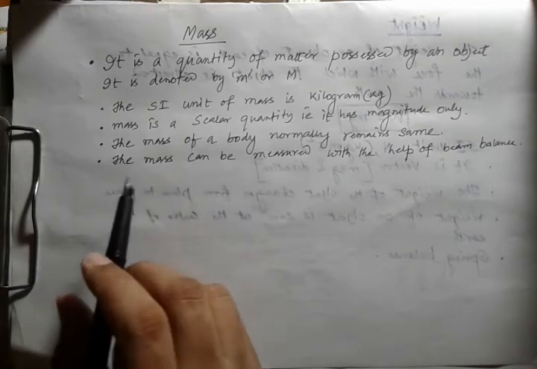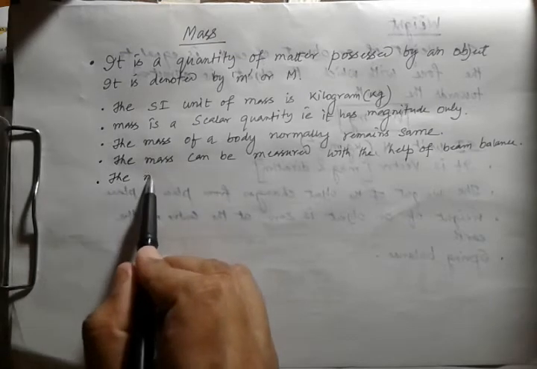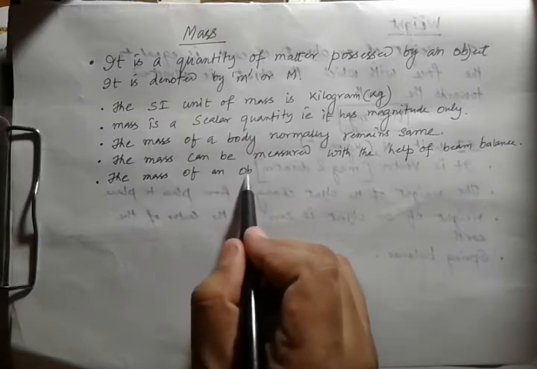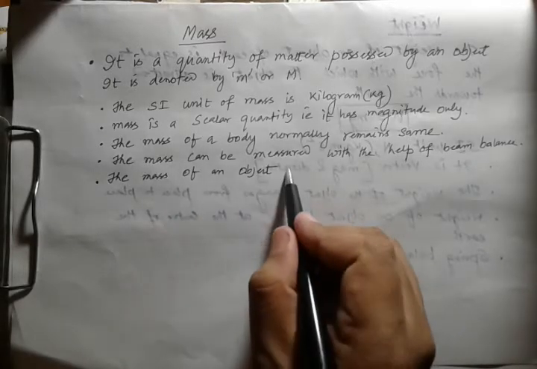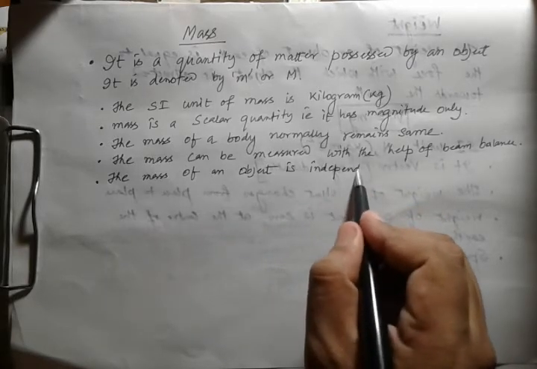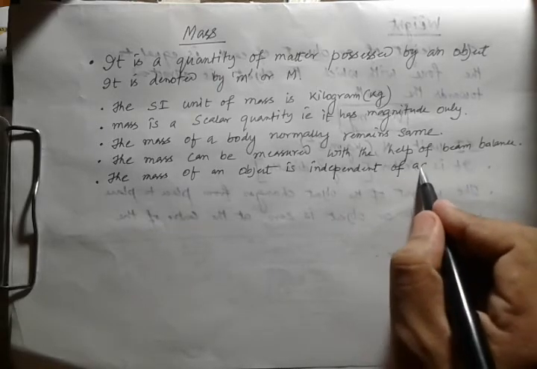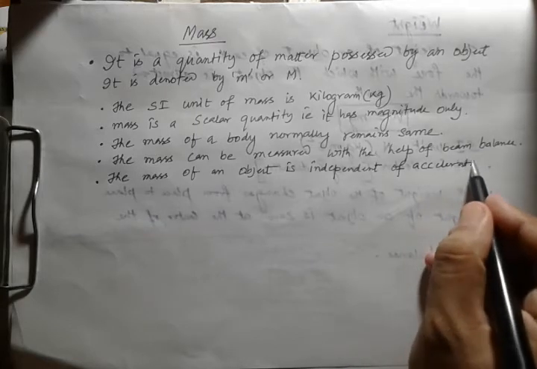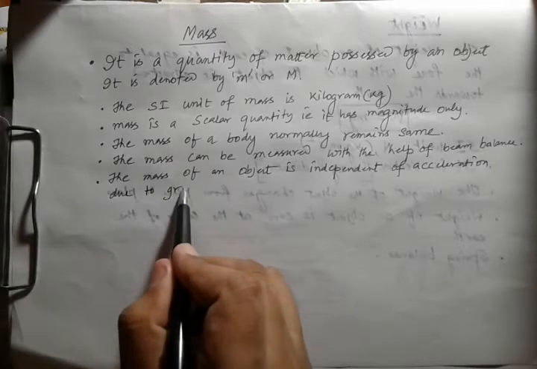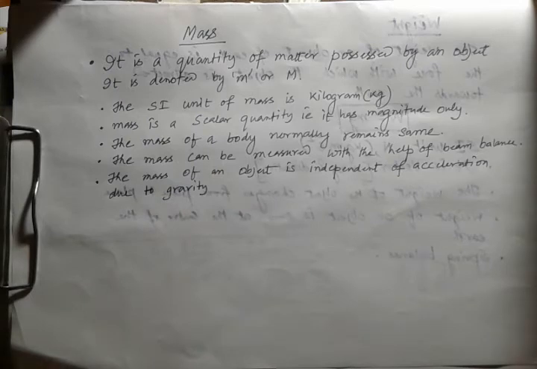The next one is the mass of an object is independent of acceleration due to gravity. So these are the information related to mass.